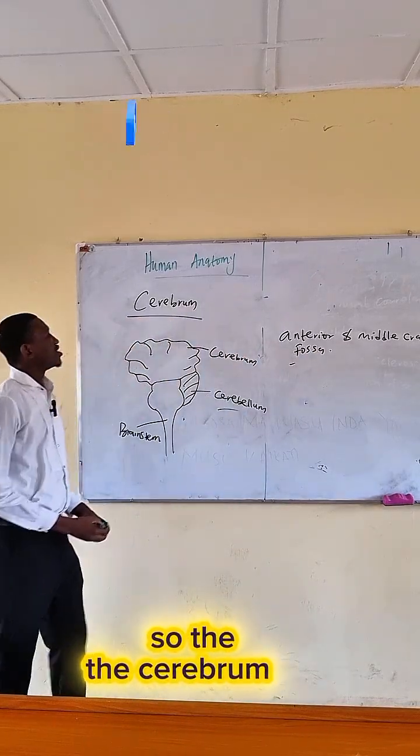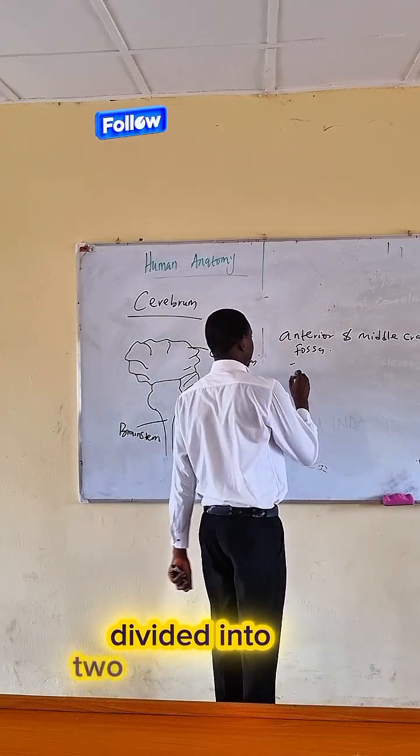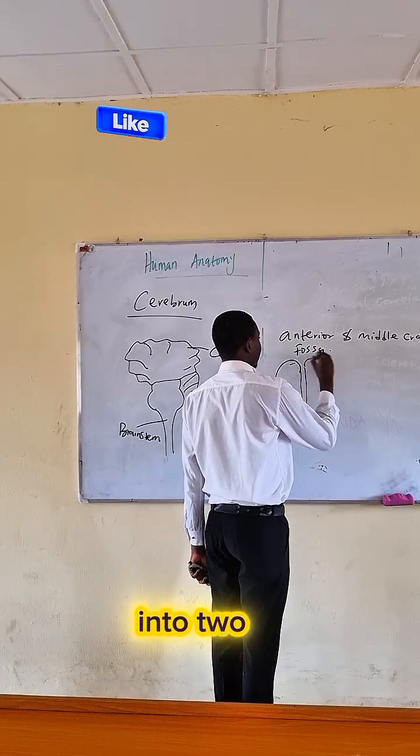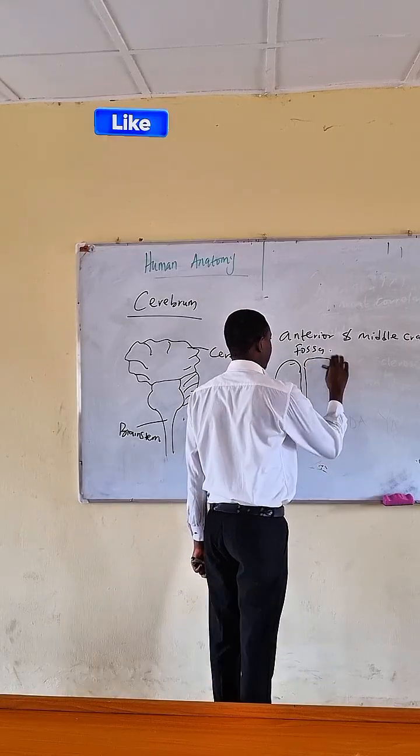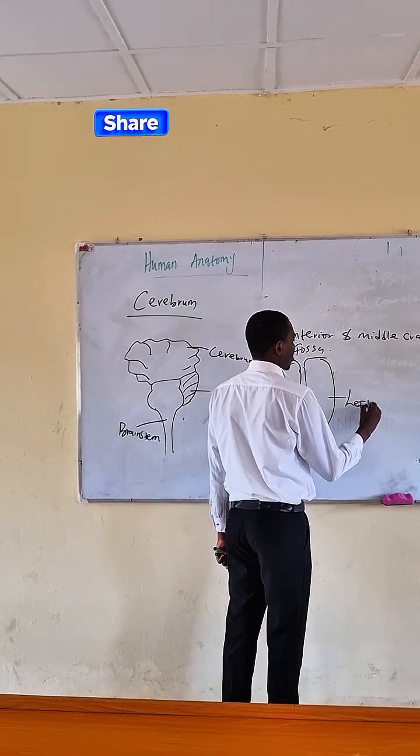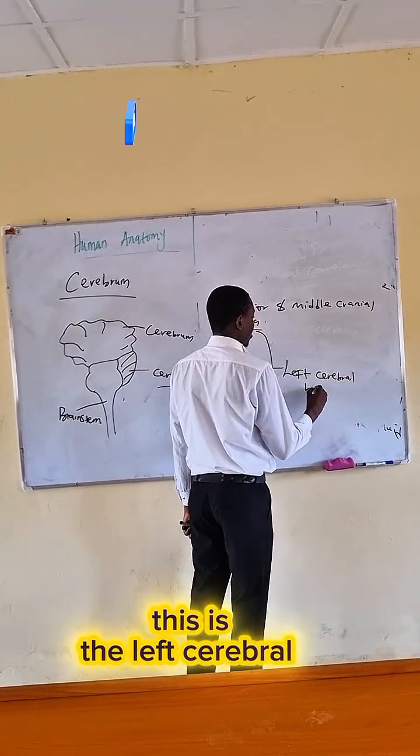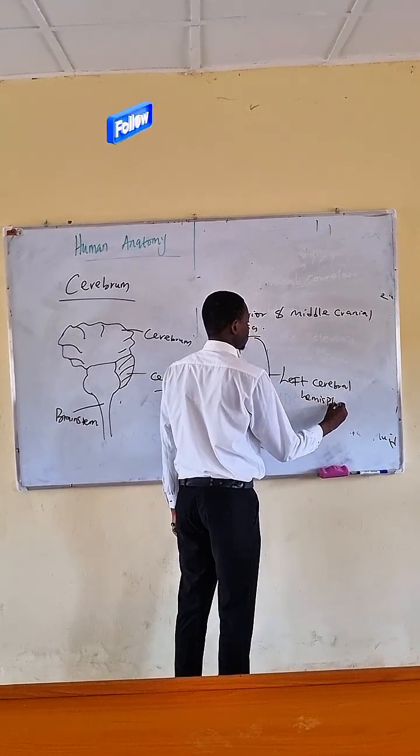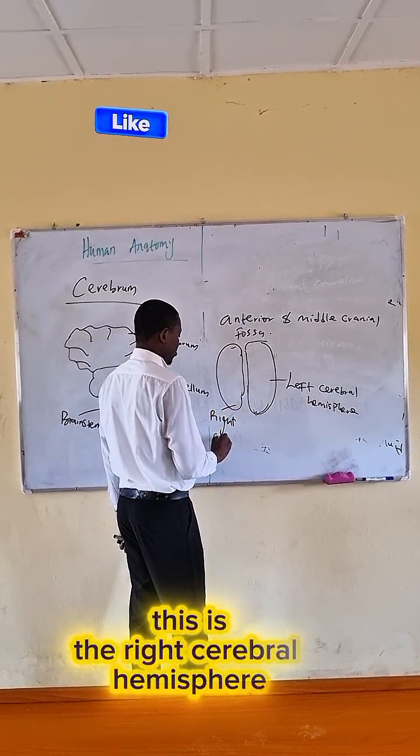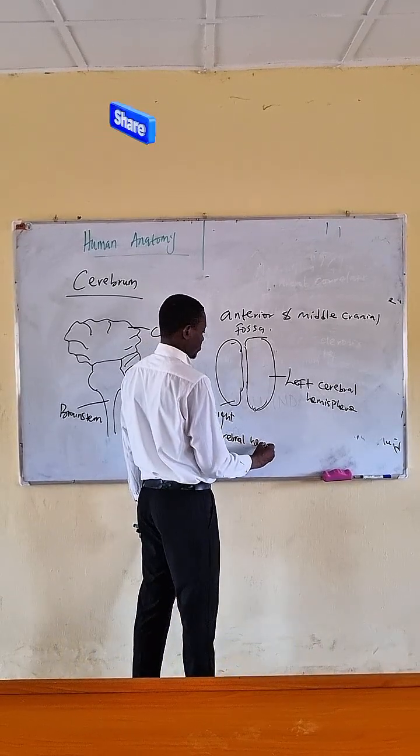So the cerebrum is divided into two hemispheres. So this is the left cerebral hemisphere. This is the left cerebral hemisphere. And this is the what? This is the right cerebral hemisphere.